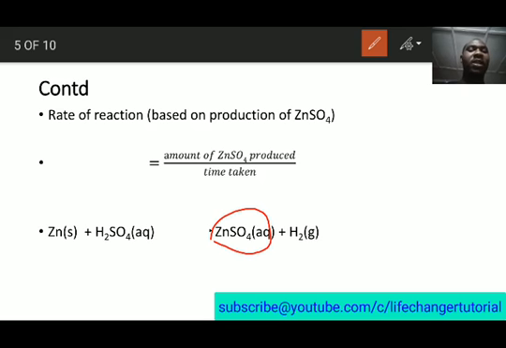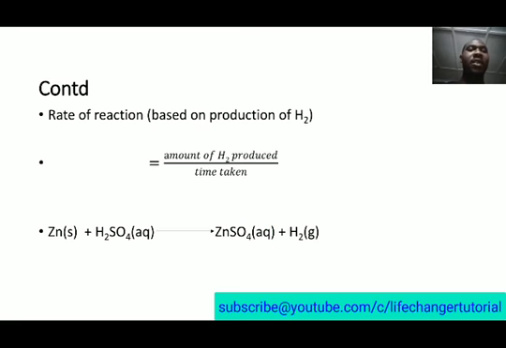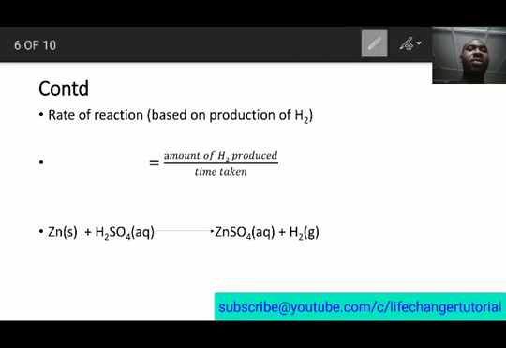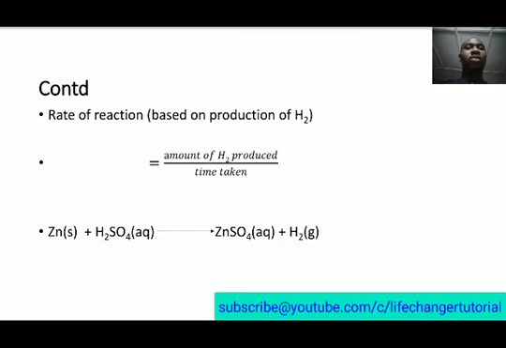Now you can see rate of reaction based on production of zinc sulfate. In this case, it is equal to the amount of zinc sulfate produced all over time taken. Then for hydrogen, the amount of hydrogen produced all over time taken. So for the reactant, it is used up, but for the product side, it is produced. Any of the species of the reactants or products can be used to determine the rate, the rate at which reactants turn to product. Either you say the rate at which the reactants are used up or the rate at which the product is formed.